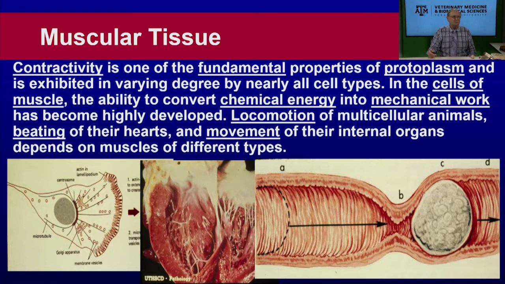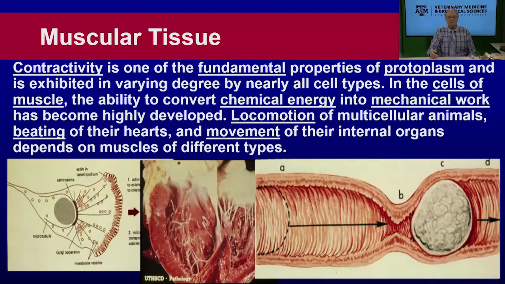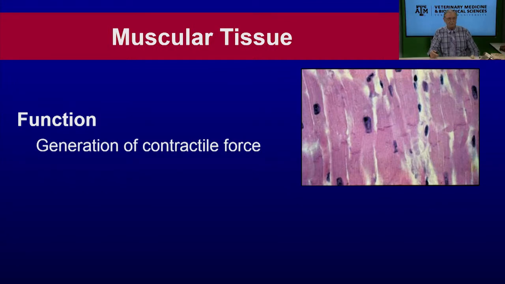So locomotion of multicellular animals, moving around, as you see. Beating of the heart, and here we have a heart right here, and we'll see a heart beating later on. That's muscle that's doing that. Also, whenever you have things move through your digestive tract, that is muscle contracting there. When you move your eyes or roll your eyes, that's muscle. So muscle tissue, the function is to generate contractile force.